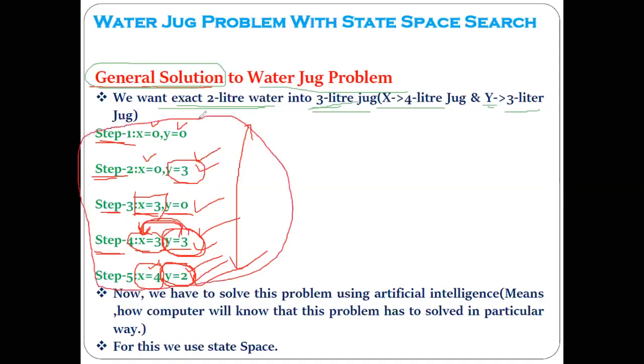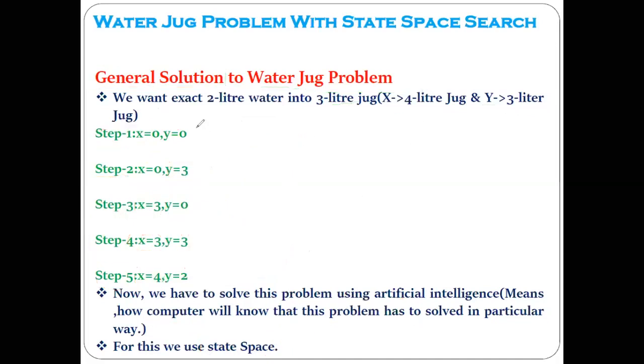This is the general solution. Here we are not applying any technique of artificial intelligence. But now this kind of problem has to be solved by whom? An AI agent. In the sense, I can call it, for example, the computer. Then how will this kind of problem be solved by the AI agent or the computer? For that purpose, there is utilization of state space search.